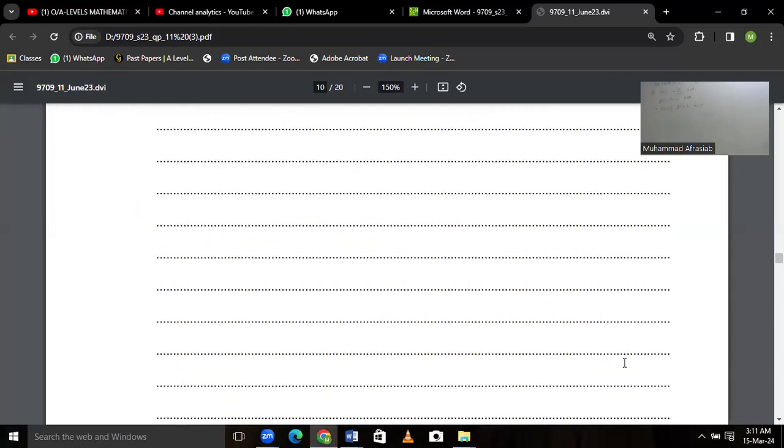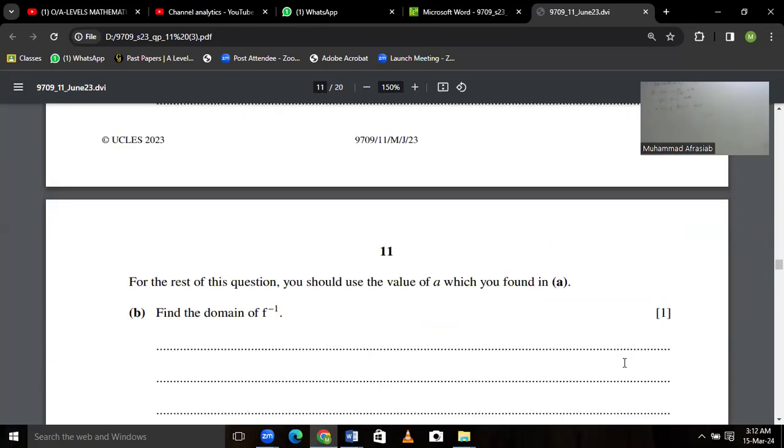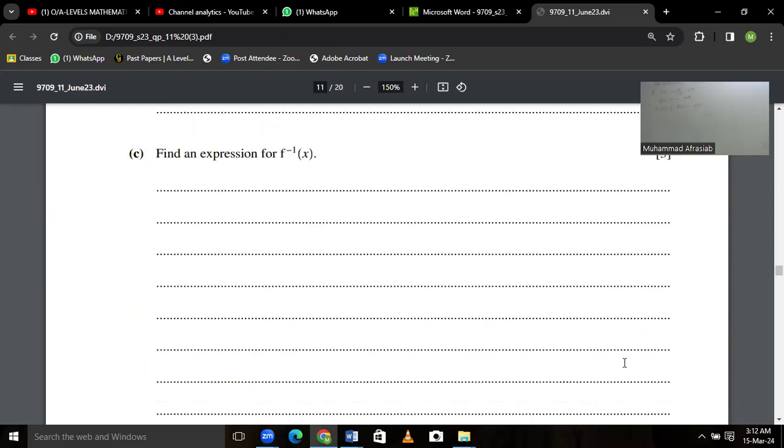And the second part of this one is, for the rest of the questions, you should use the value of a which you found in part A. Find the domain of f inverse of x. C. Find an expression for f inverse of x.